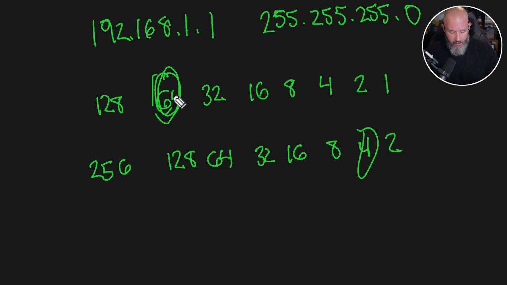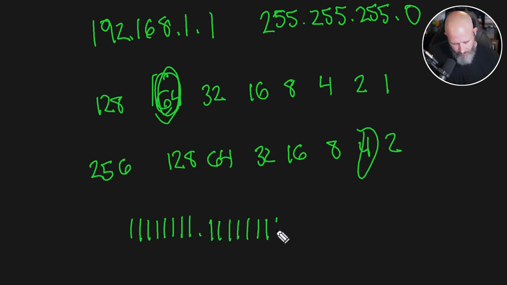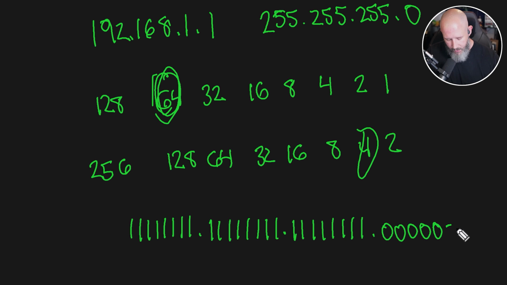All right, so this bottom one helps us find out how many bits we're going to need to borrow. So remember, 255.255.255.0 is going to look like this. We've got 1, 2, 3, 4, 5, 6, 7, 8, four times, one for each octet. So now we know we need to borrow 2 bits. So our /24 is going to turn into a /26.